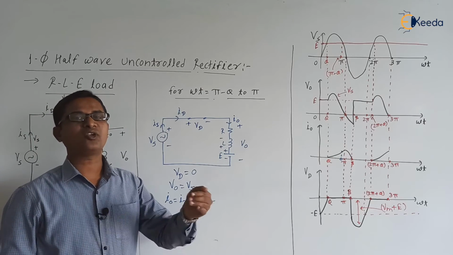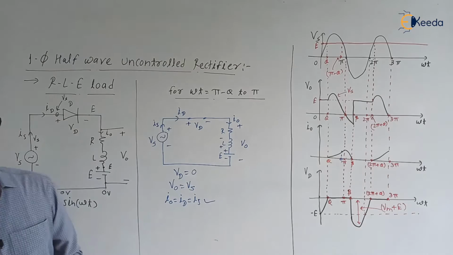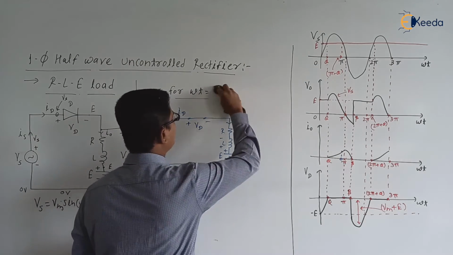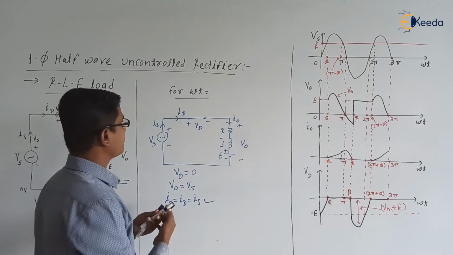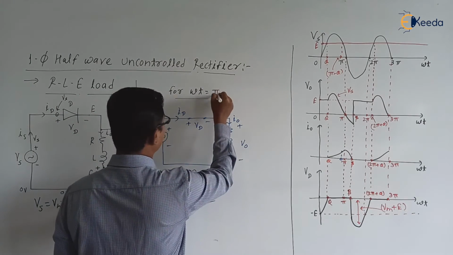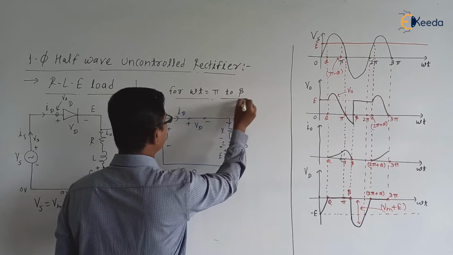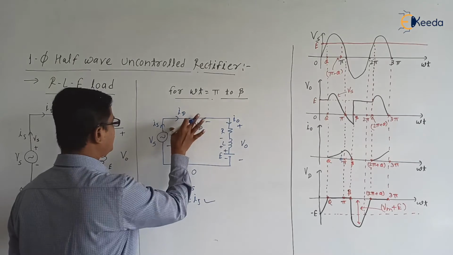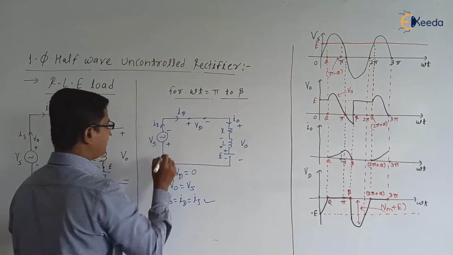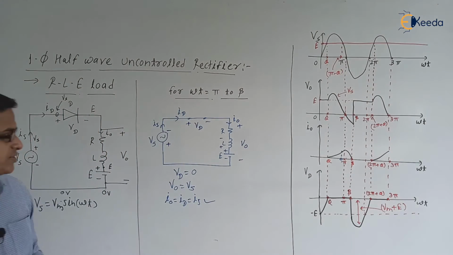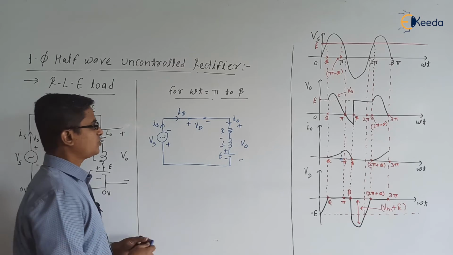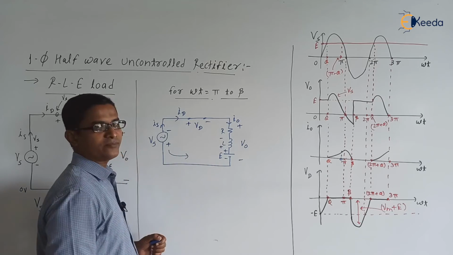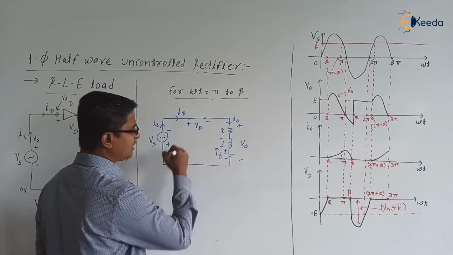Next, after omega t is equal to pi, what will happen? From omega t equal to pi to beta, where beta is the extinction angle, what is the polarity of the supply voltage? It is negative, right? So minus here, plus there. If you check the circuit, Vs is trying to circulate current in the anticlockwise direction, and E is also trying to circulate current in the anticlockwise direction.